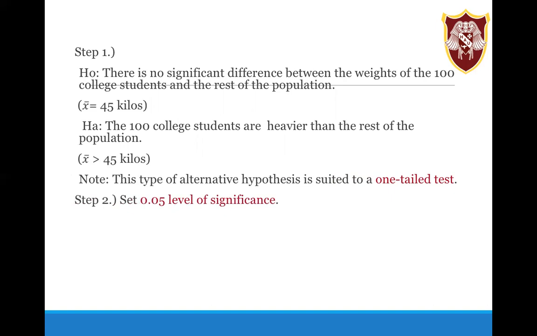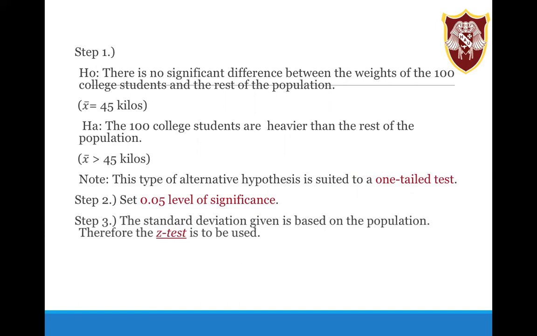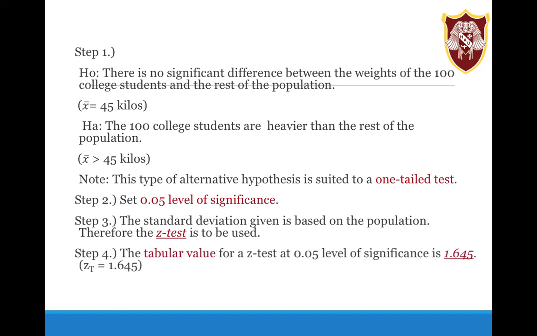And the level of significance is again set at 0.05. The standard deviation is based on the population from the census, right? Therefore, the z-test is to be used. The tabular value for a z-test at 0.05 level of significance is 1.645. So this is our critical value.